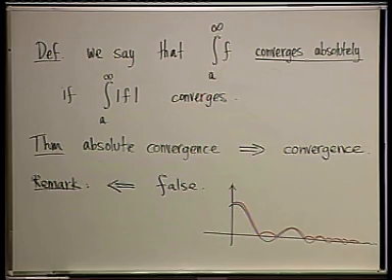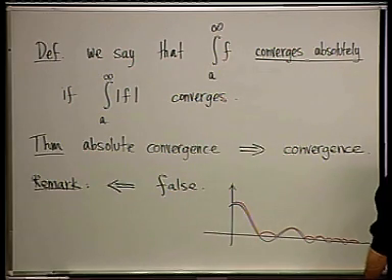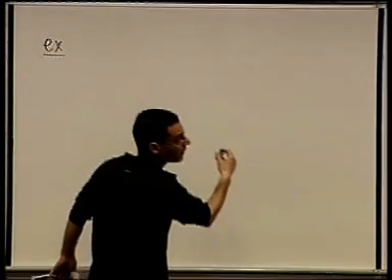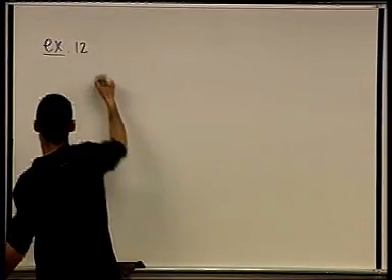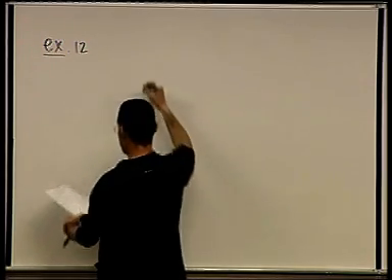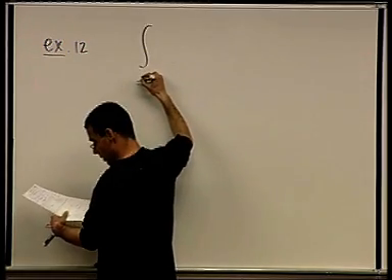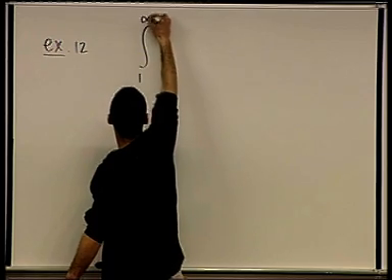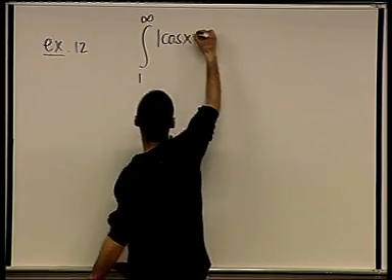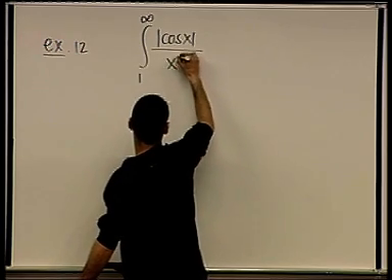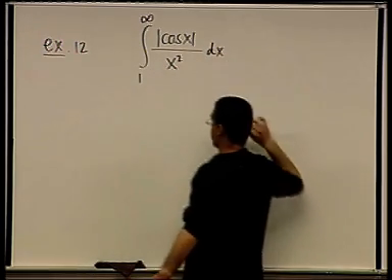So, example, what number are we on? 12. Example 12 for today. Suppose we want to look at the integral from 1 to infinity of the absolute value of cosine x over x squared dx.